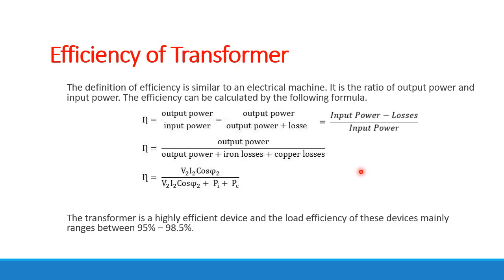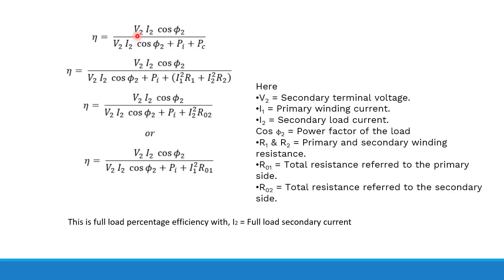Efficiency of a transformer. Efficiency is equal to output power by input power. Output power is V2I2 cos phi 2, by V2I2 cos phi 2 plus core losses plus copper losses. Iron losses are indicated by Pi. It is also called core losses, and copper losses are indicated by Pc.